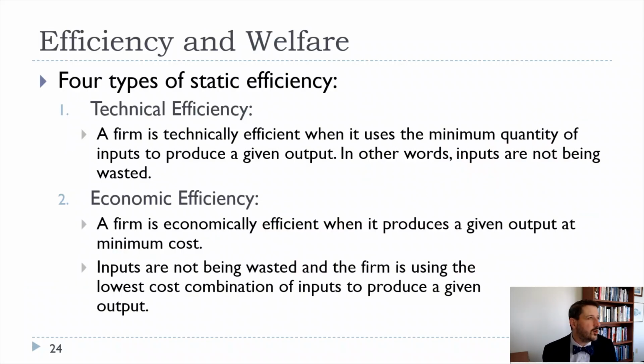All right, so let's talk about efficiency and welfare and what we mean by efficiency. We're going to talk about 4 definitions of efficiency. The first is technical efficiency. And technical efficiency basically means that a firm is using the minimum amount of inputs in order to produce a given output. There's no waste.